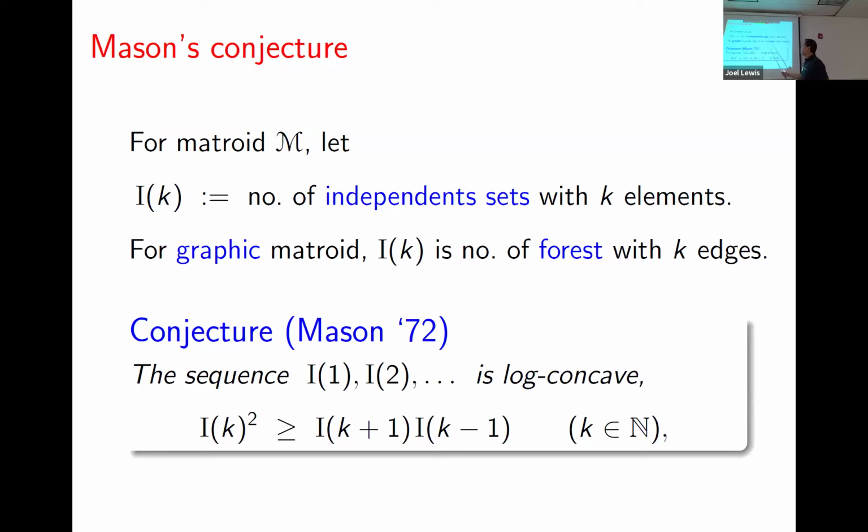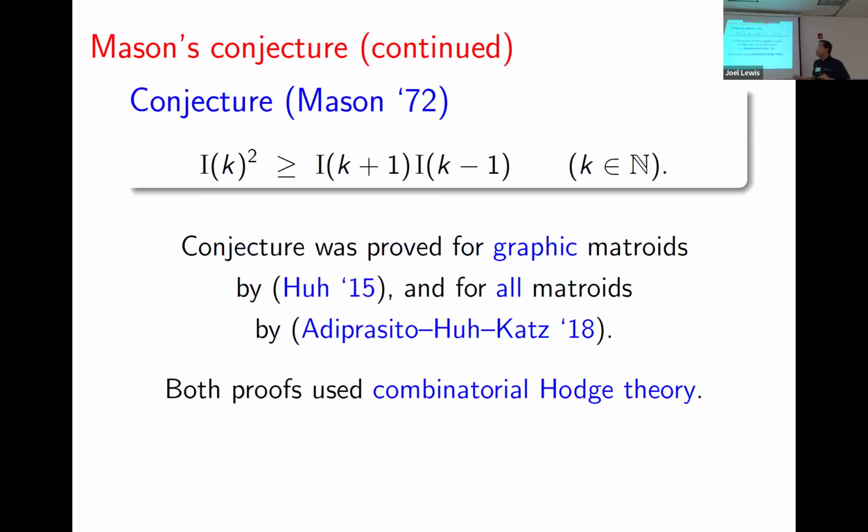The log concavity of this sequence was first conjectured by Mason in 1972, where he believed that the sequence I1, I2, up to In is a log concave sequence. In the same paper he made many other conjectures, but today we will only focus on this one. For 40 years this conjecture was virtually unsolved, until in 2015 Junhe managed to finally prove it for graphical matroids. In a series of work after that, together with Adiprasito and Katz, two of his co-authors, they finally proved this for all matroids.